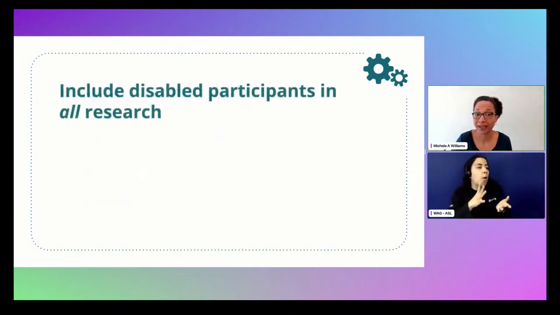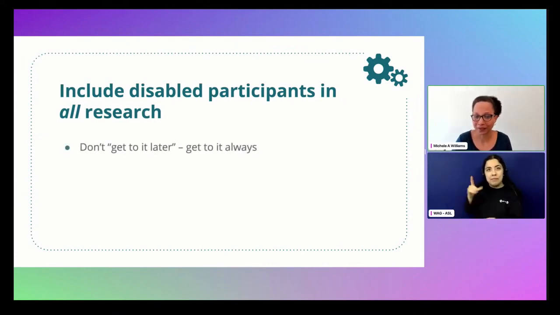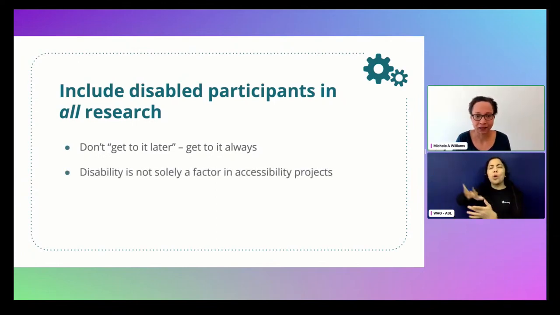So then if we fit that in, then the next way to shift left is to include disabled participants in all of those research activities. Basically, don't get to it later, get to it always. Disability is not solely a factor in accessibility projects. Oftentimes there's an accessibility initiative and people will say, well, we should bring in disabled users.